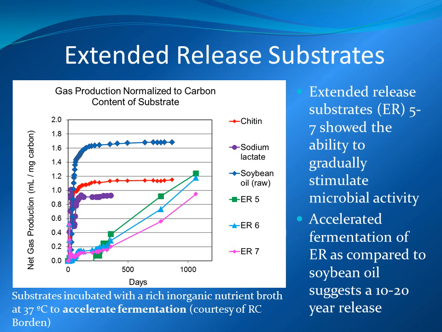These graphs are a microcosm at mesophilic temperatures, so that's around 95 degrees Fahrenheit, or 37 degrees Celsius, and this test was done in accelerated fermentation and is not nutrient limited.